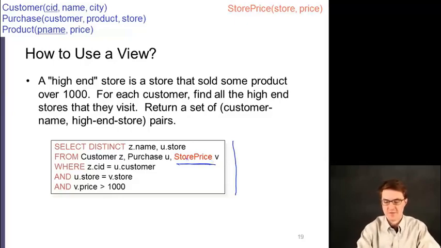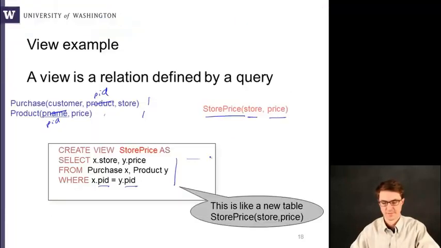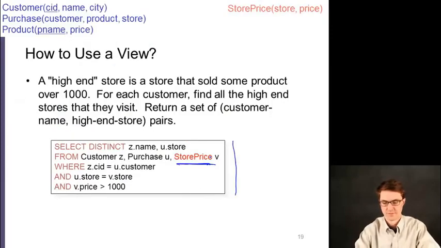And for each customer, we may want to find all the high-end stores that they visited. Well, being able to directly reference the store price relation that we defined in the previous slide, this view, helps simplify this query. Right? And so you can just write a query that directly accesses that view as if it was a table. And, okay, so how is this actually evaluated?